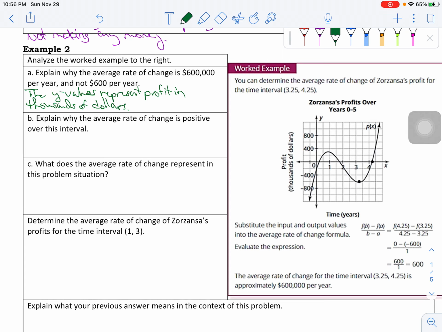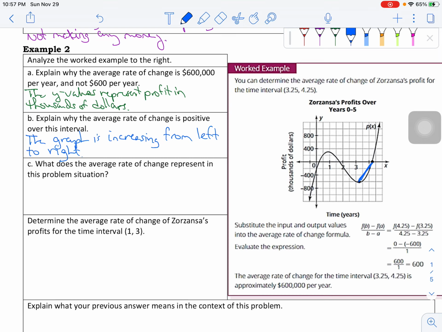Explain why the average rate of change is positive over this interval. Well, if I look and I play connect the dots here, the graph is increasing from left to right. And if your graph is increasing, that means you have a positive average rate of change. If your graph is decreasing from left to right, you have a negative average rate of change, okay?